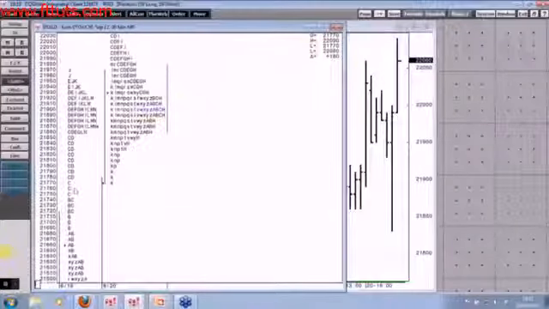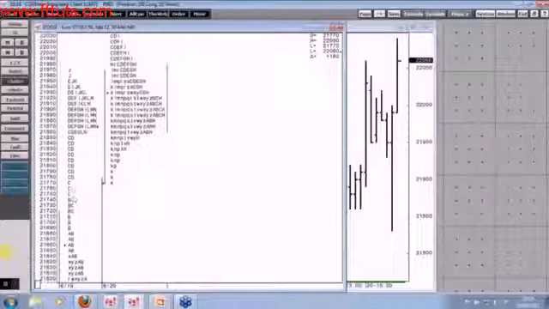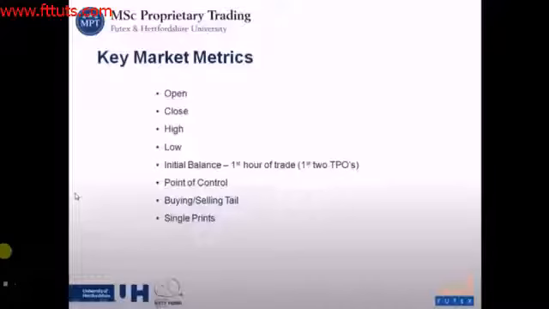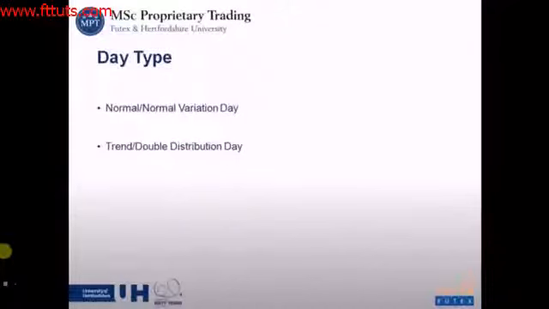Again, we've got another three single prints here on the C print between 75s and 77s. Single prints are a very good signal that the market is very aggressively trying to find new fair value. It's trying to trend. And again, we can use that in real time as the day develops. So that's some key market metrics we can find from the market profile.